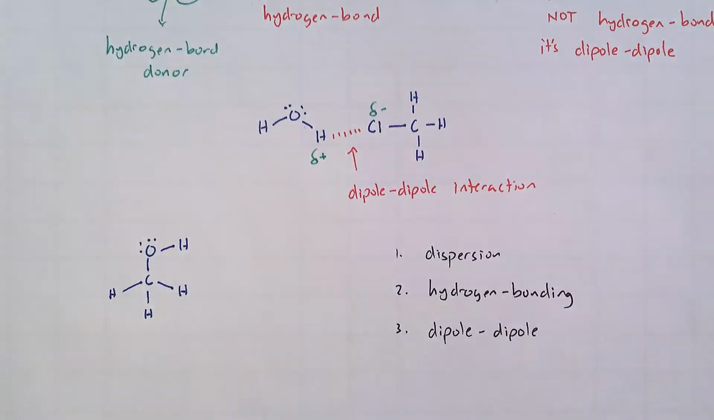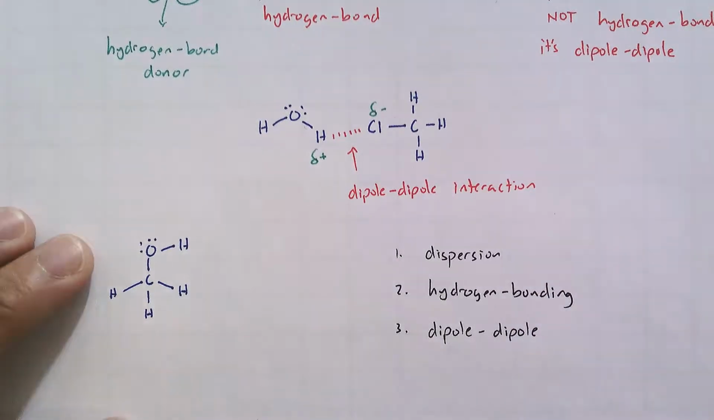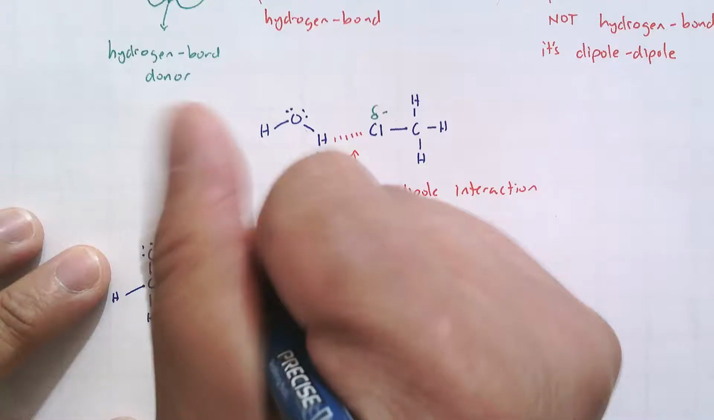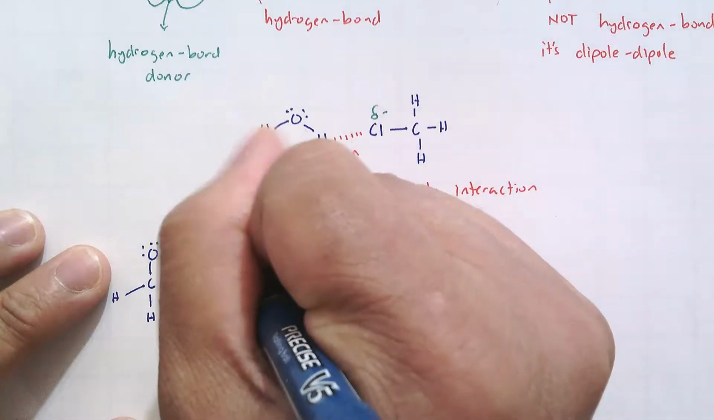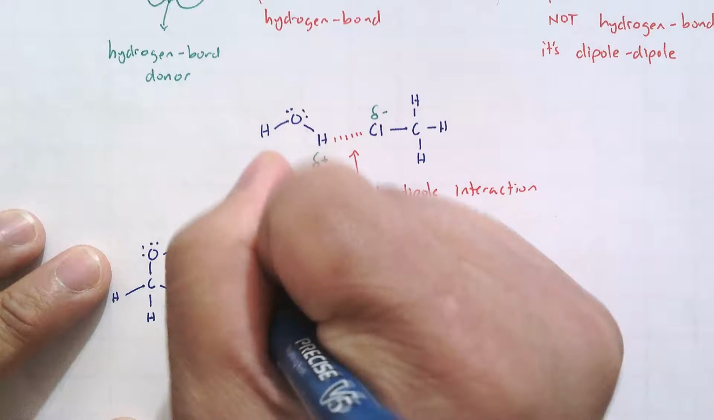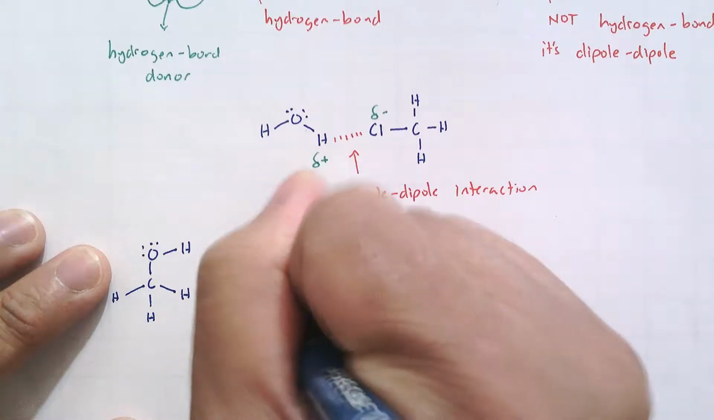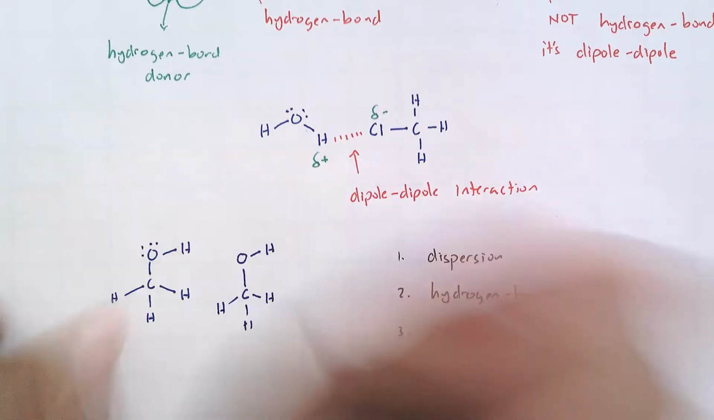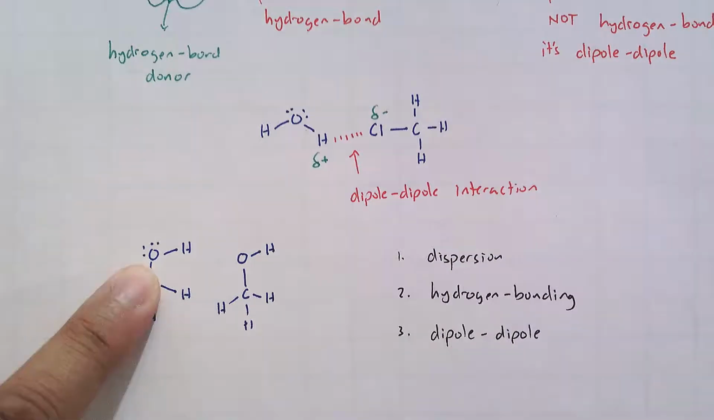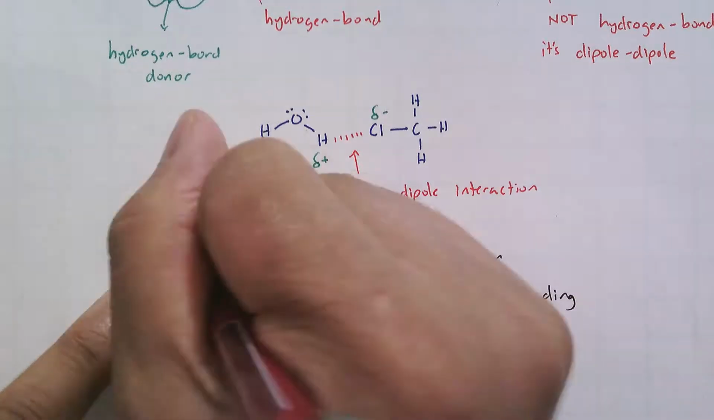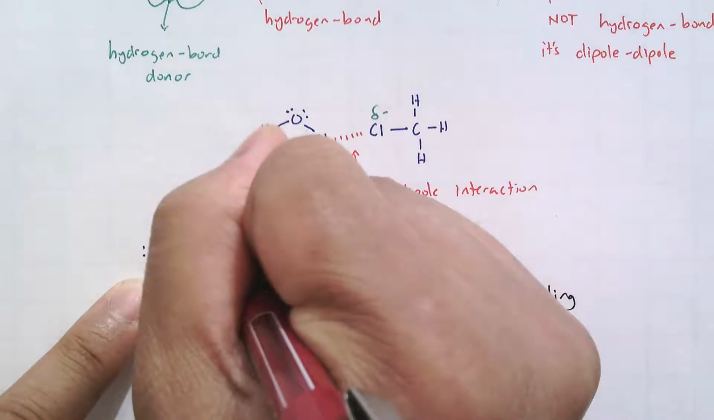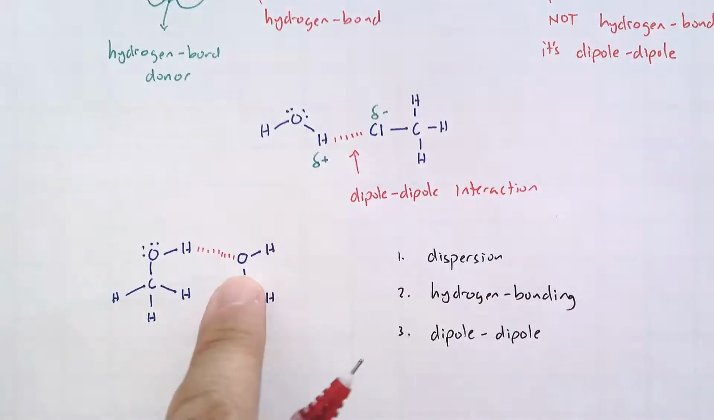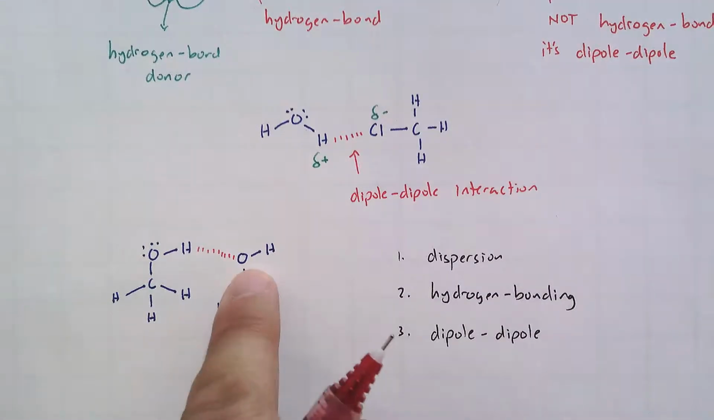Let me show you the easy one. Let's show you the hydrogen bonding one. So the hydrogen bonding is just simply this, where the hydrogen that's covalently bonded to an O, N, or F has an interaction with an O, N, or F. That's hydrogen bonding.